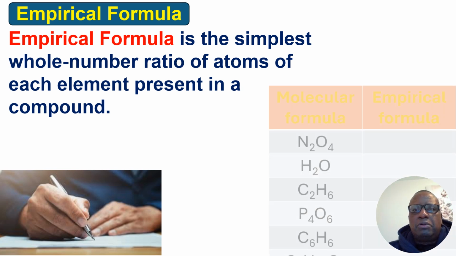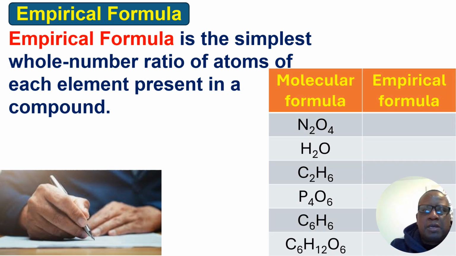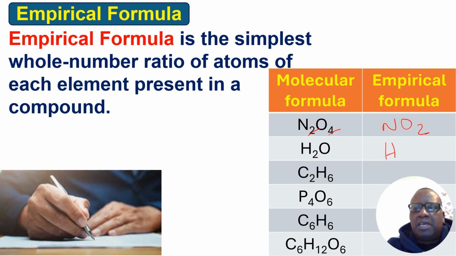For example, if I have N2O4, I can divide throughout by 2. So I have NO2. Water cannot be divided any further. So that's the empirical formula.